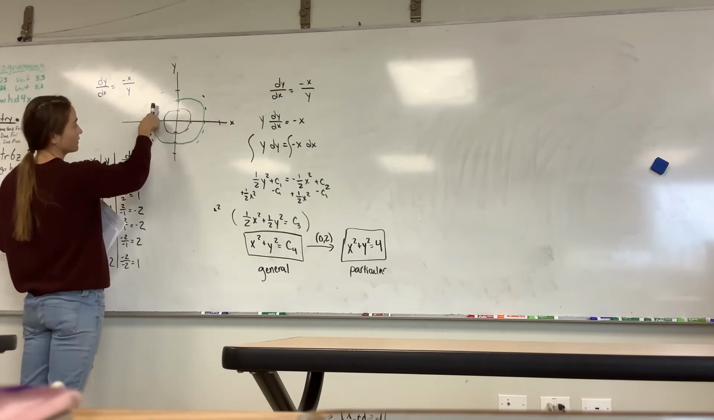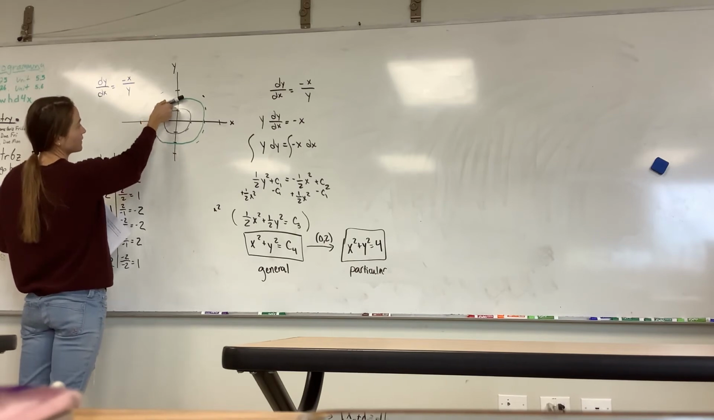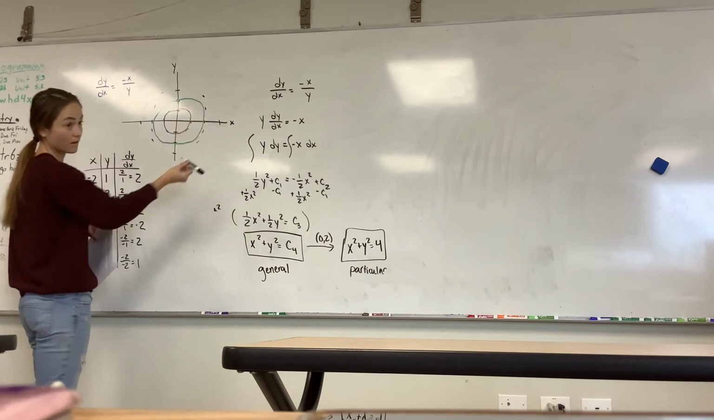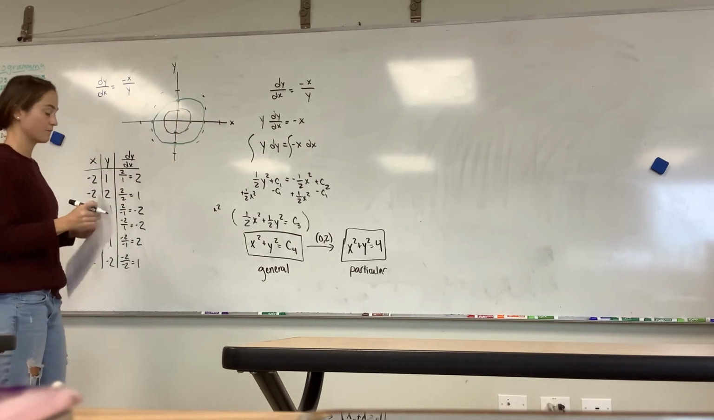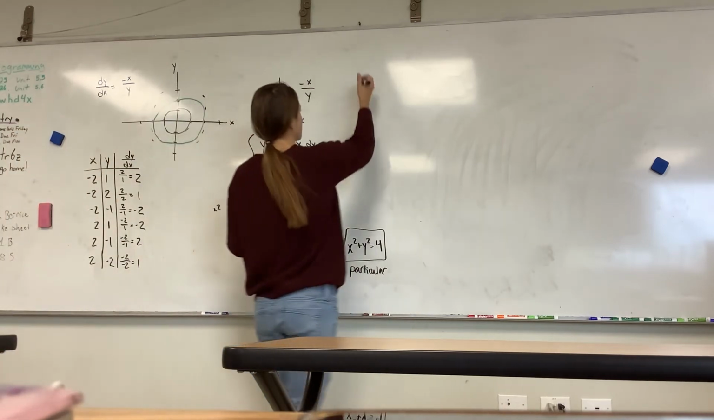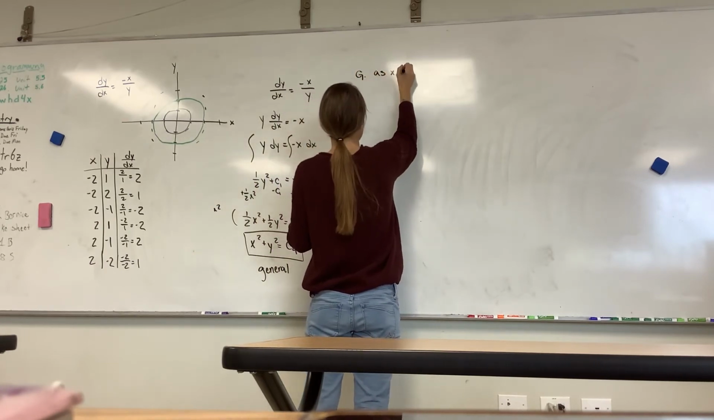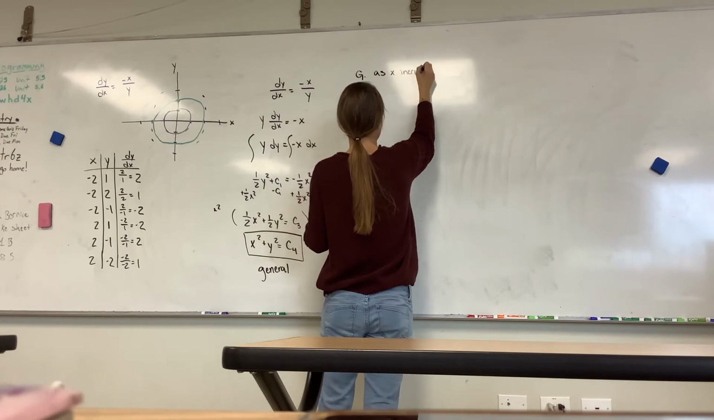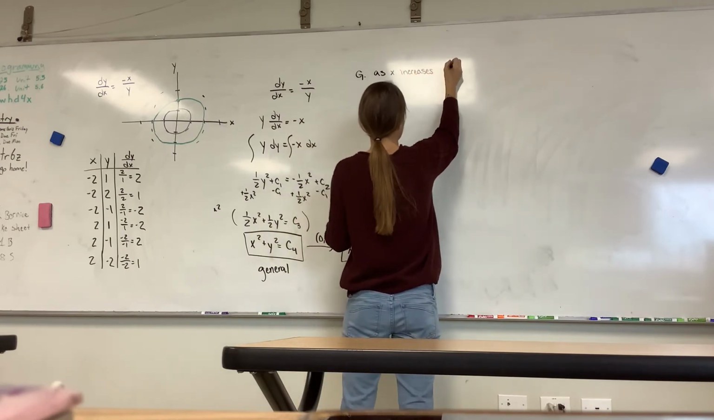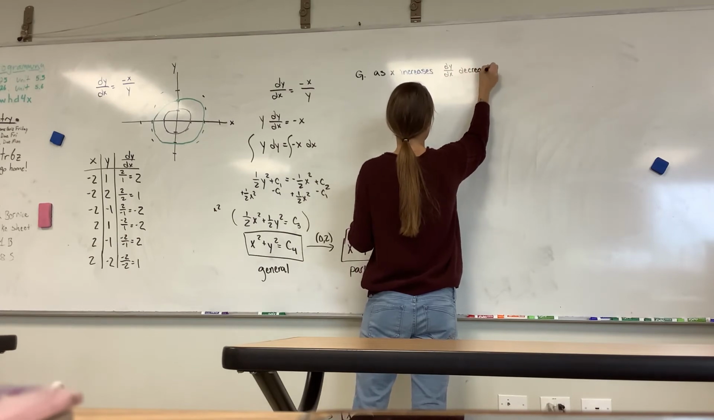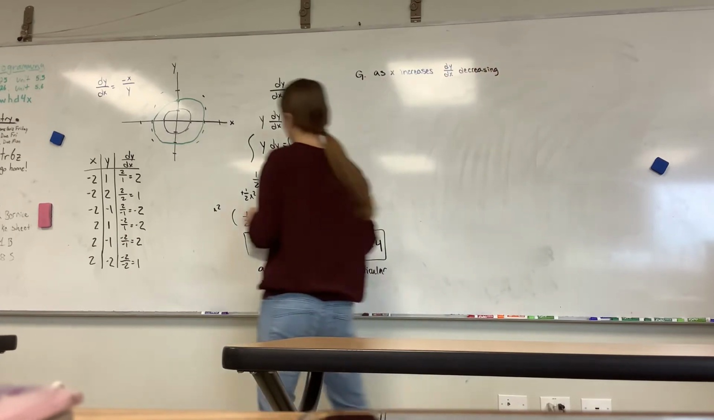Well, here, it's steep. It's getting shallower and shallower as x is increasing, hits 0, and then it starts to get steeper and steeper, but in the negative. So what that says to me, this is part G, is as x increases, dy/dx is decreasing, right?